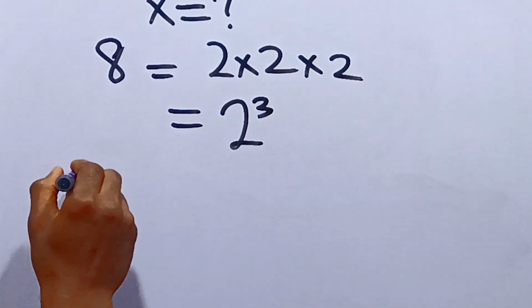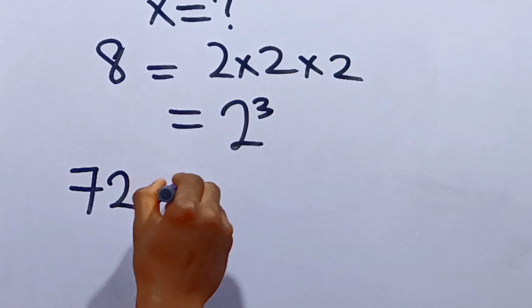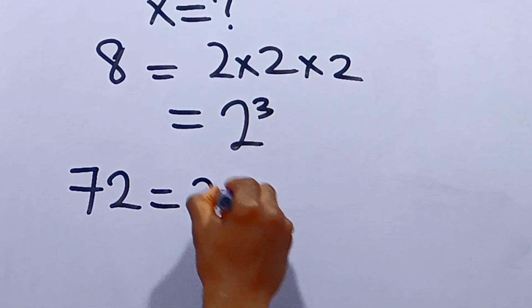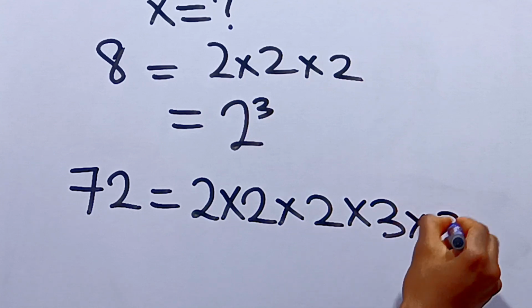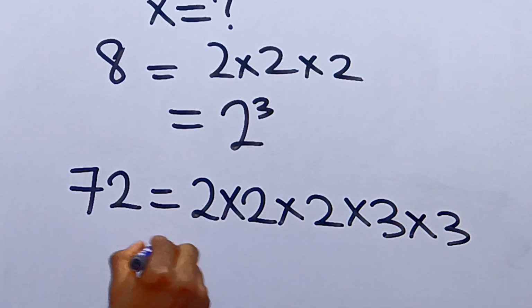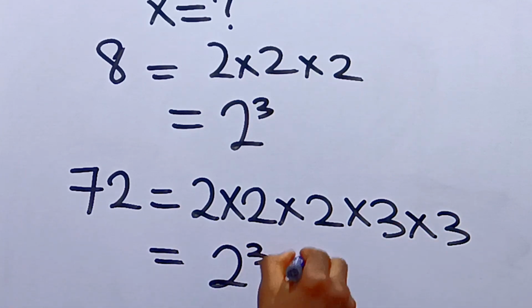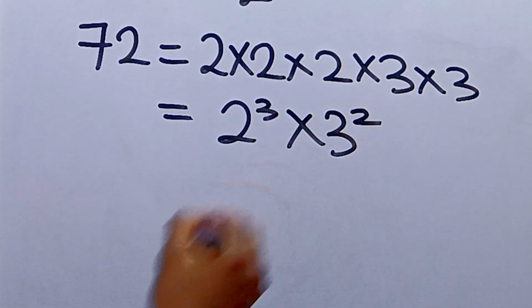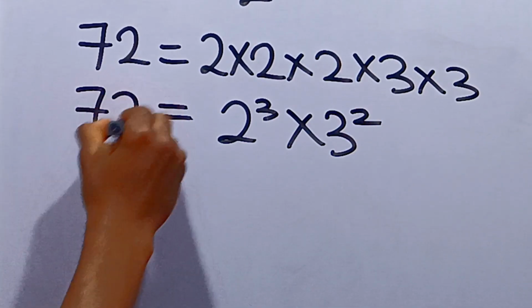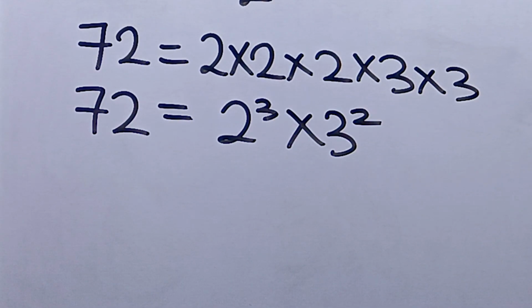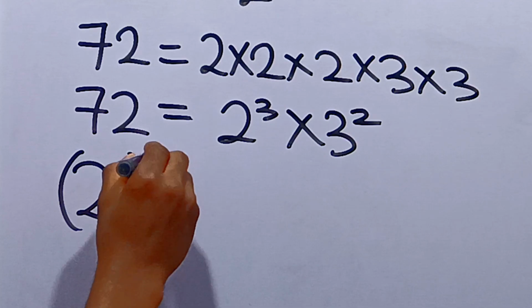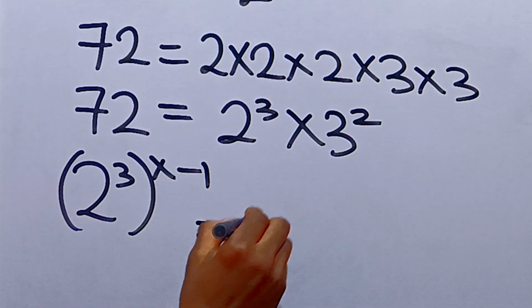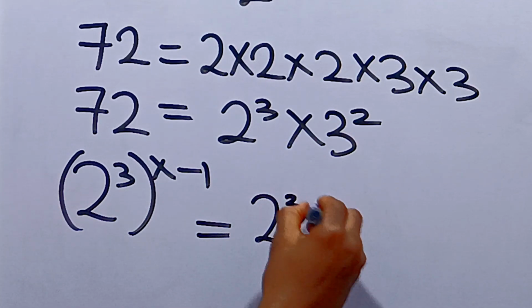Furthermore, 72 is equal to 2 times 2 times 2 times 3 times 3. This is now equal to 2 raised to the power 3 times 3 squared, which is equal to 72. Now we can replace 8 and 72 with these factorizations in this equation. So we have 2 raised to the power 3, all raised to the power x minus 1, equal to 2 raised to the power 3 times 3 raised to the power 2.